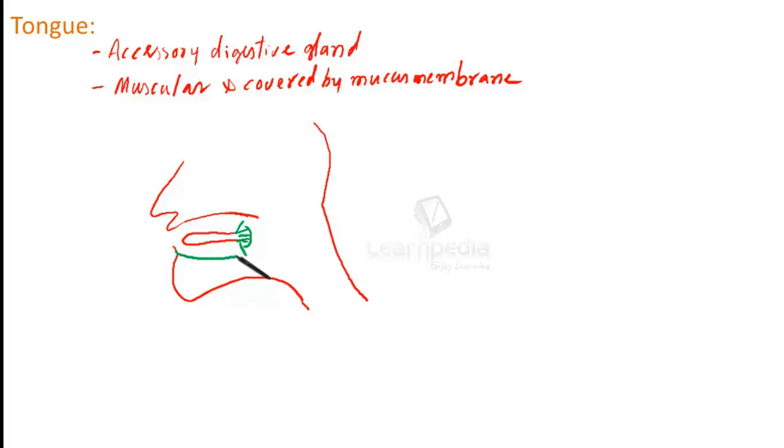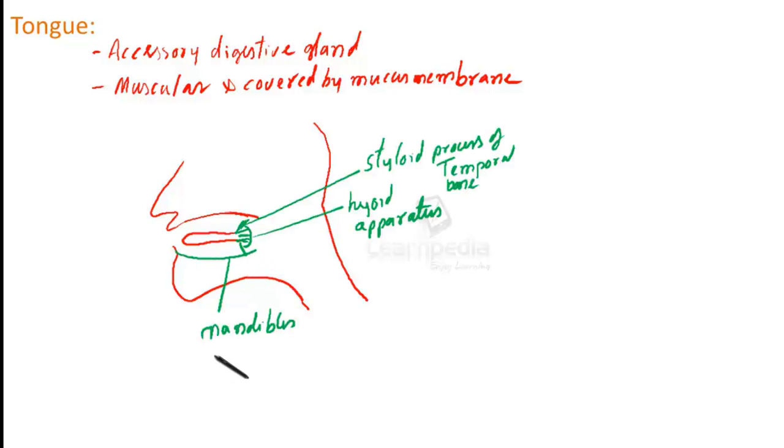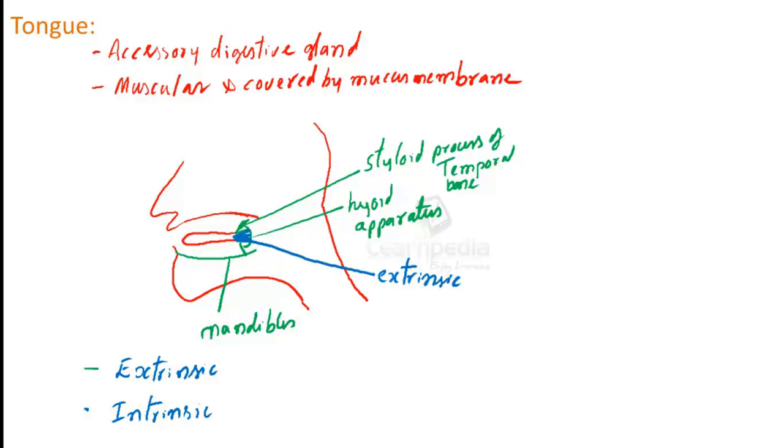to the lower jaw. A tongue is made up of two types of muscles. One is extrinsic muscles and the second group is intrinsic muscles. Extrinsic muscles arise from outside and are inserted into the connective tissue of the tongue. These are called extrinsic muscles. Whereas intrinsic muscles are attached inside the tongue into the connective tissue.